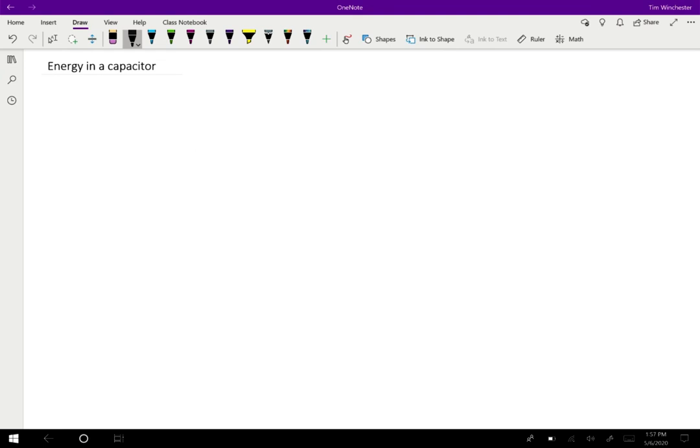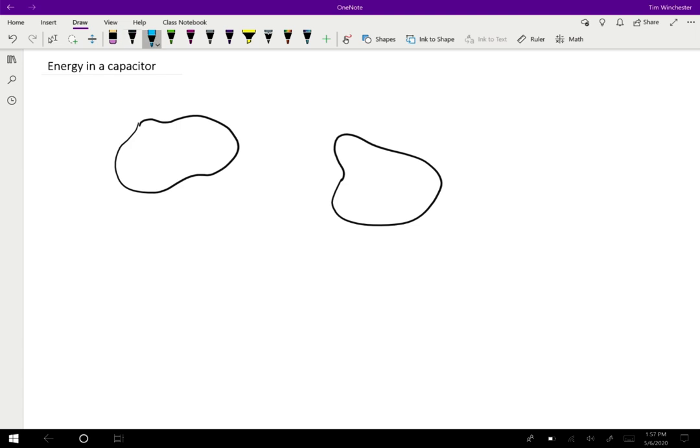Okay, so let's consider the case of a general capacitor like we've looked at before. So I'll have just these two irregular conductors like this, and they will be each given equal and opposite amounts of charge. So let's say that this one is given some positive charge, and this one is given some negative charge.